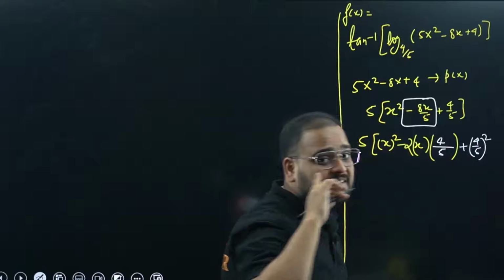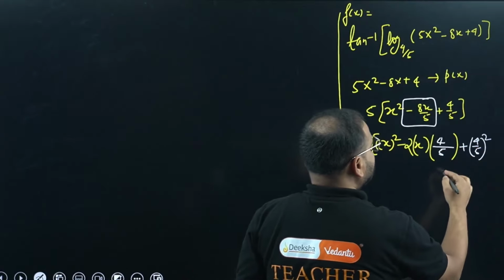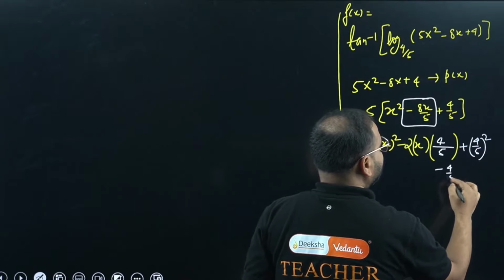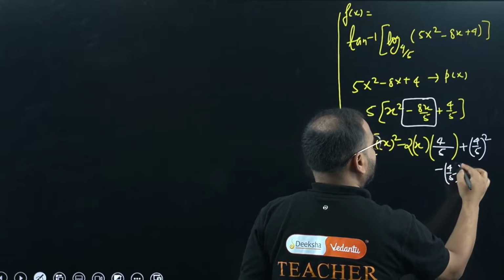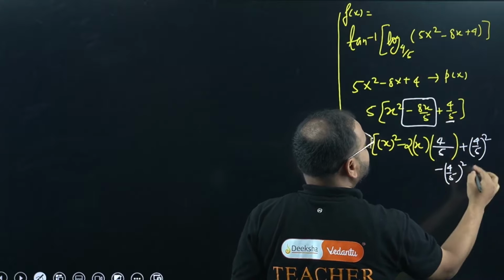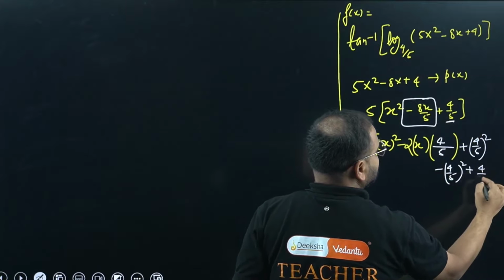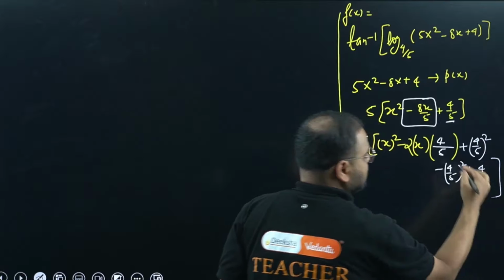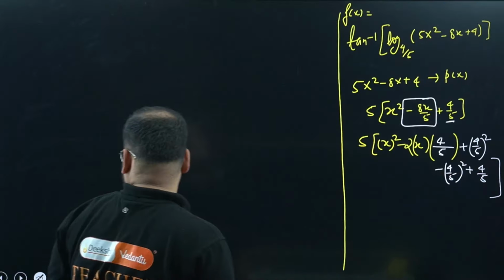I am adding something extra, right? Then I have to remove that as well. So minus (4 by 5) the whole square. This part is already there, so please keep this as it is. Closing the bracket. I'll repeat so that there is no confusion.